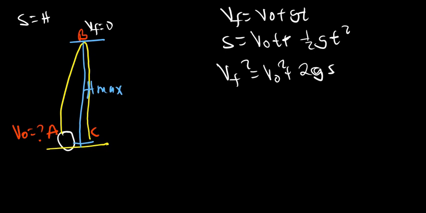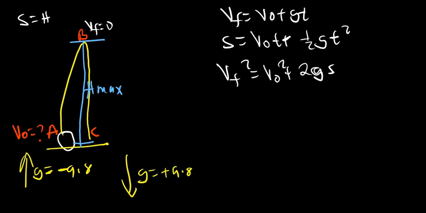Now, I want you to understand one thing. When an object is going up, the value of G, in most cases, is negative 9.8. When an object is coming down, the value of G is positive 9.8. What does it mean? As you are going away from the ground, going against gravity, the velocity is supposed to be reducing by 9.8 meters per second in every second.